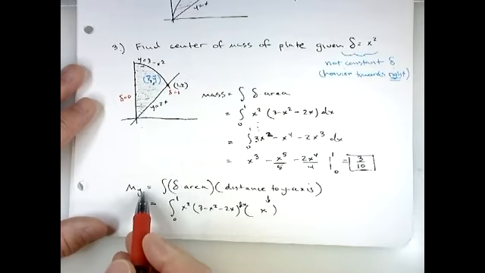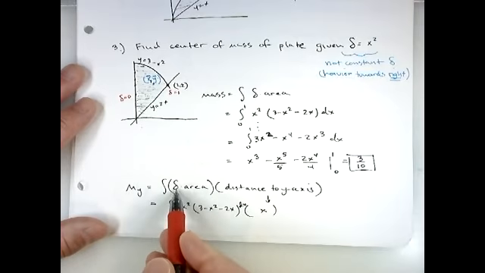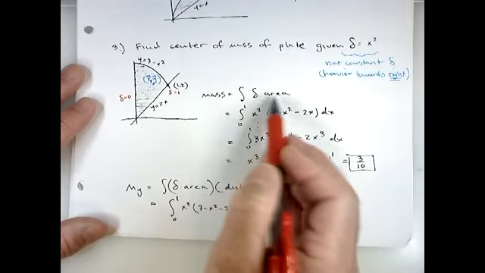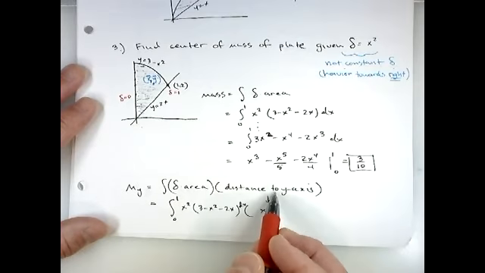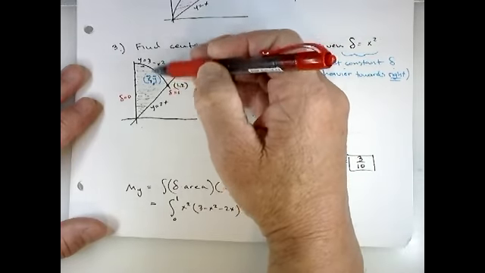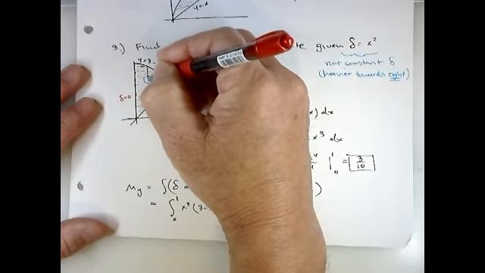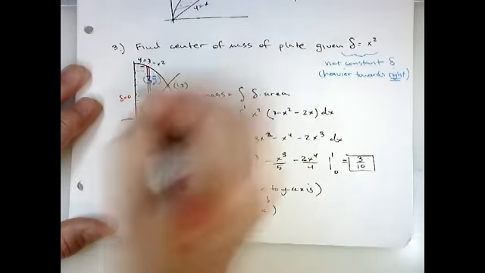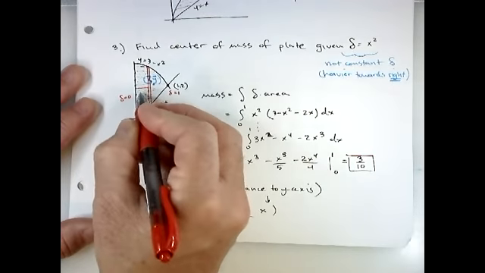Moment about the y-axis is mass, density times area, you have that there, times the distance to the y-axis, which is x. So that means we're using vertical strips again, okay, right? Because with vertical strips, the distance to the y-axis is constant, and that distance is x.